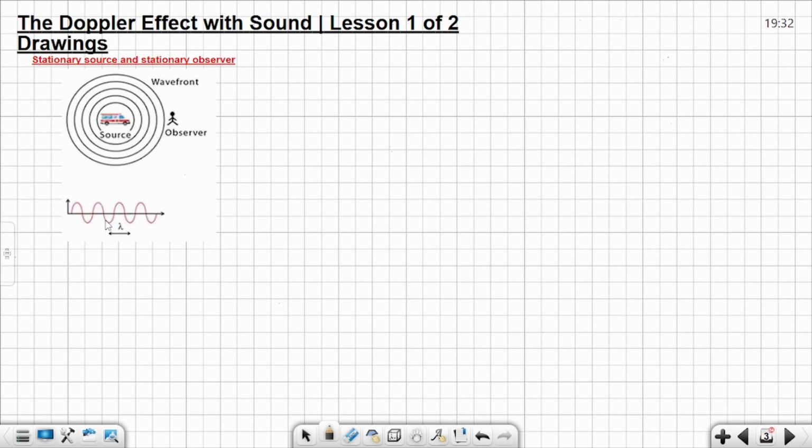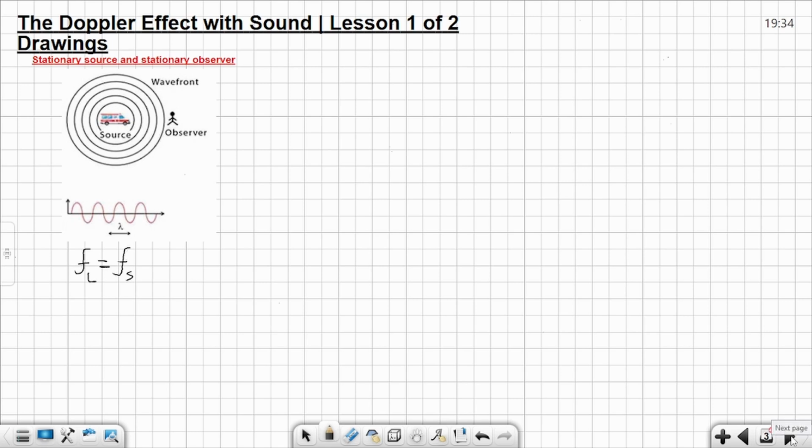Down below you can represent the wave front as a periodic wave. It can be represented like this, and this is your wavelength. From there to there, the distance is known as a wavelength. We're going to see that in more detail. And what is happening when you have the source and the observer stationary? In this case, FL, which is the frequency perceived by the listener or the observer, will be equal to the frequency emitted by the source.